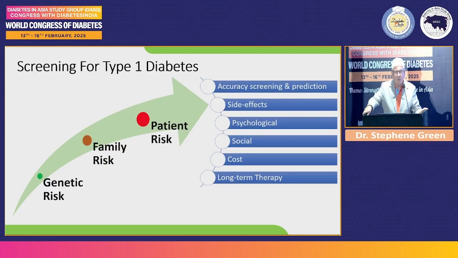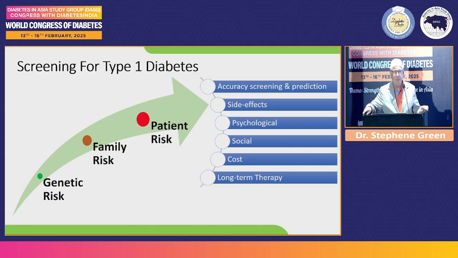So when we talk about screening, there are various aspects to that. There's screening for the genetic risk, which I'll come back to in a minute. There's the family risk, and we know about that in terms of associations within parents, first degree relatives, and so on of the children with diabetes. And then there's the risk to the patients. So that screening, which I'll talk about in a second in terms of how we do it, has to be accurate if we're going to predict this.